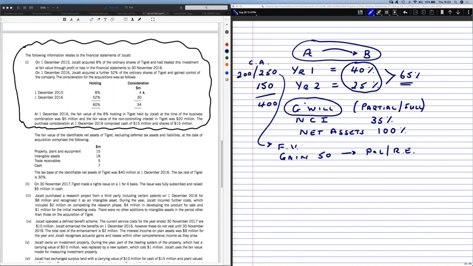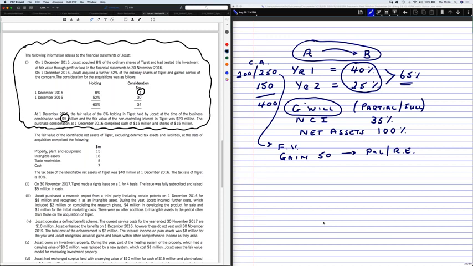Now look at this, please. The original 8% holding was acquired for 4 million. At the 1st of December 2016, the fair value of the 8% holding in Tigray held by Jockat at the time of the business combination was 5 million. What is Jockat going to recognize upon acquisition with respect to this previous holding of 8%? Jockat is going to recognize a gain of 1 million. Right, fantastic, everybody. It will recognize a fair value gain of 1 million. Okay, now please tell me this. Where will that gain be presented, in P&L or in OCI?